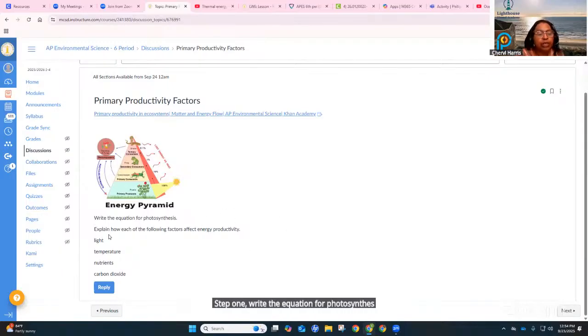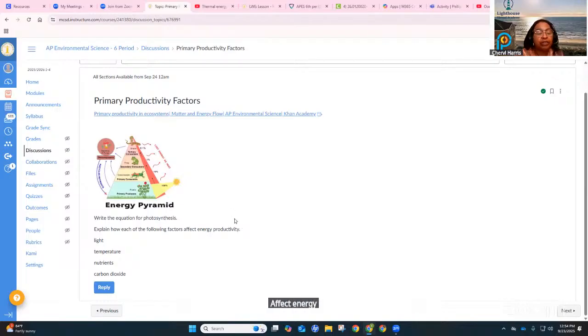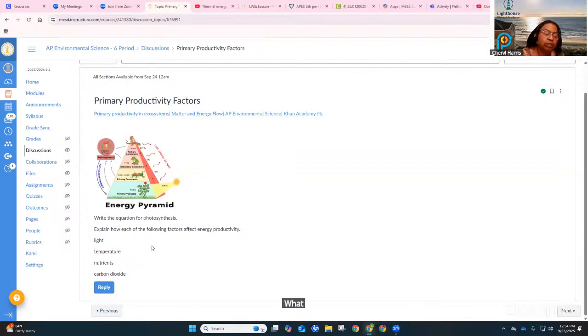Step two, explain how each of the following factors affect energy productivity. And you need to talk about it in terms of the equation you just wrote. So what does light have to do with photosynthesis? What does temperature have to do with photosynthesis? Where are the nutrients coming from? What does carbohydrate have to do with photosynthesis and productivity?